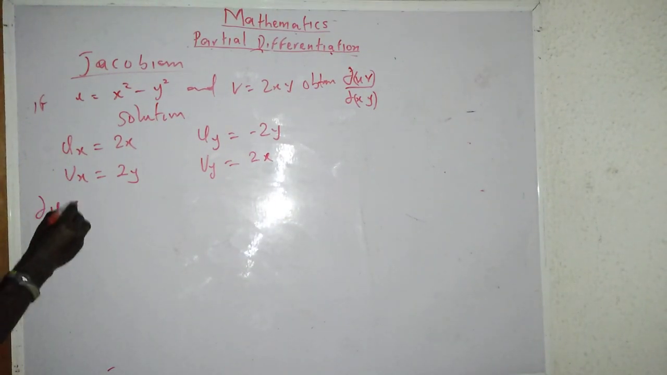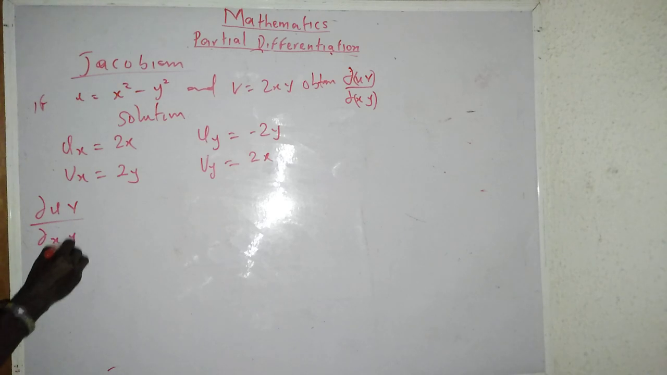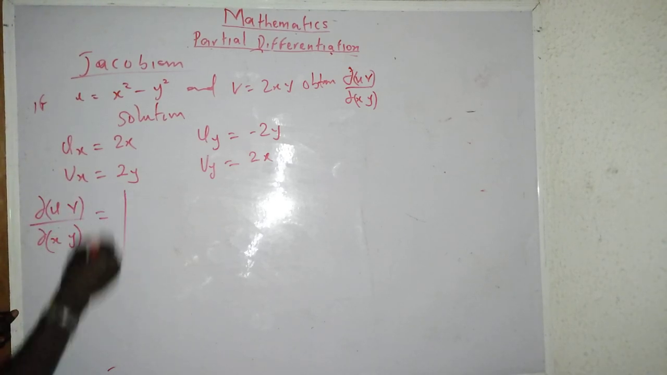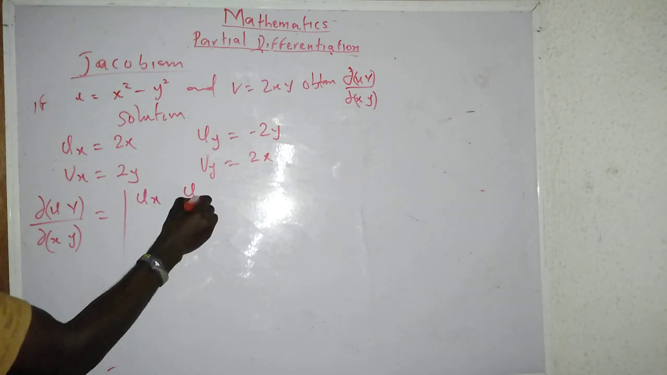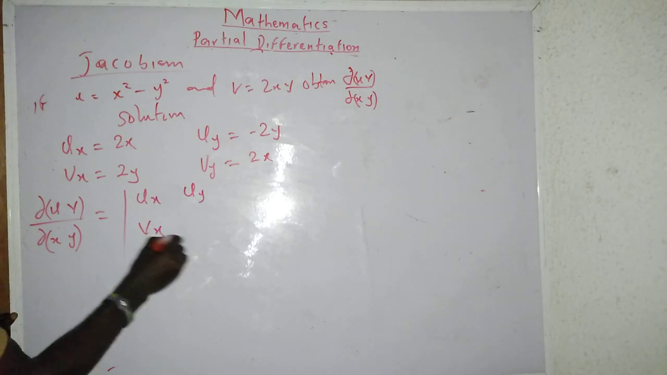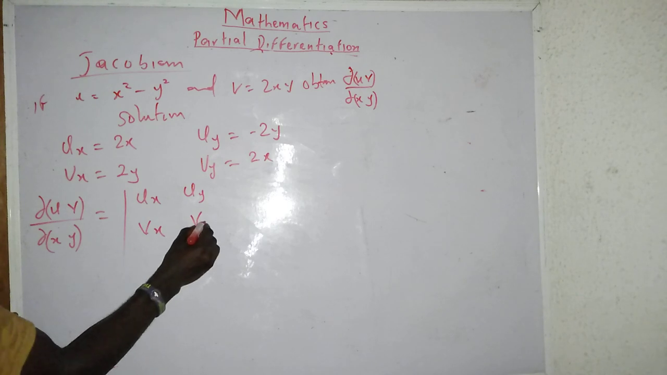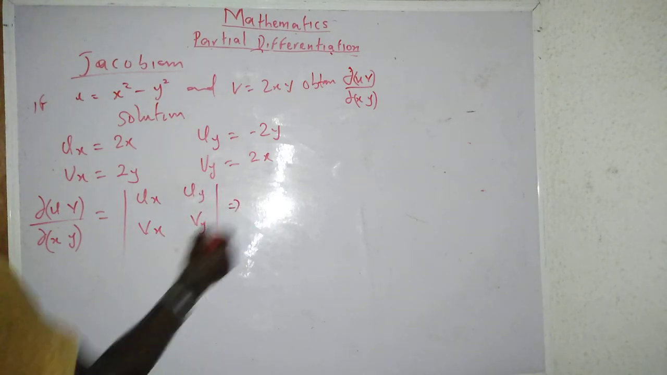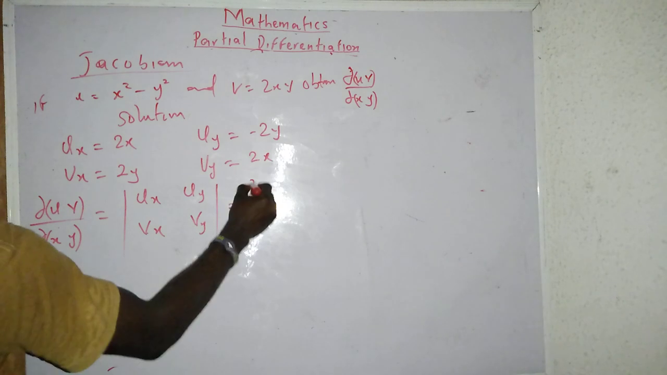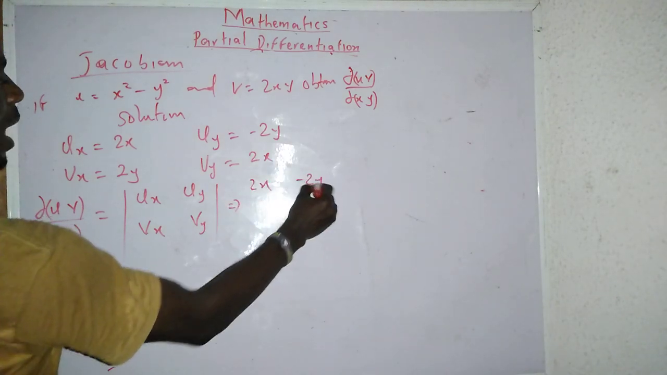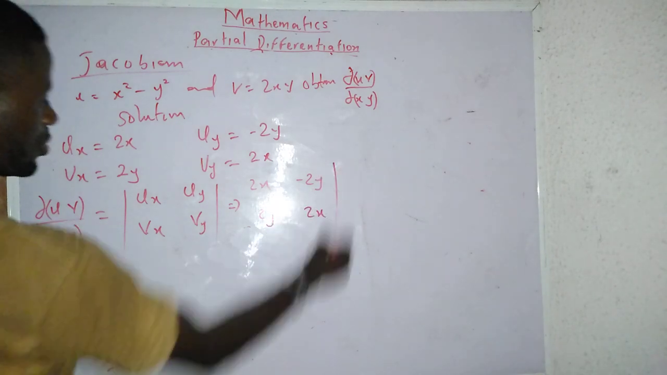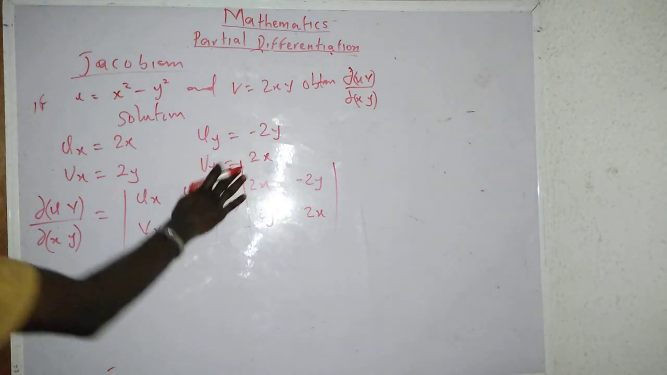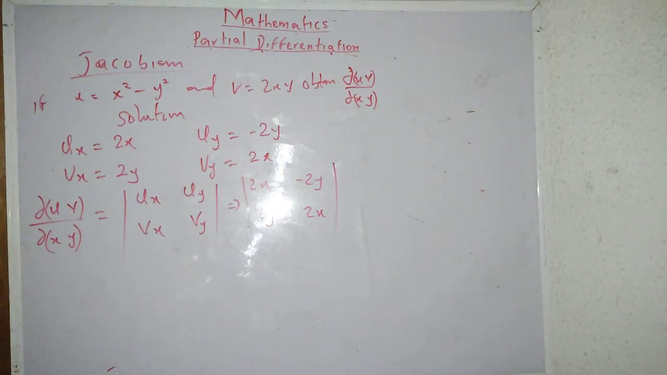Now, if I should obtain my Jacobian, I will have something like this: u_x, u_y, v_x, v_y, which will equal the matrix with 2x, minus 2y, 2y, and 2x. Now, in the matrix, I have to find the determinant.